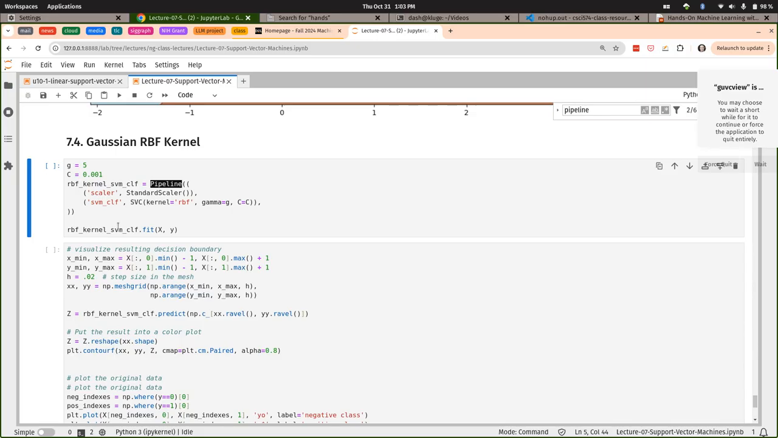Jumping down to this one, you'll find that there's no parameter specified as sigma. If you're using a radial basis function, you can modify the shape, how spread out your similarity function is for the radial basis function kernel, but there's no sigma parameter. Instead, there's a gamma parameter.